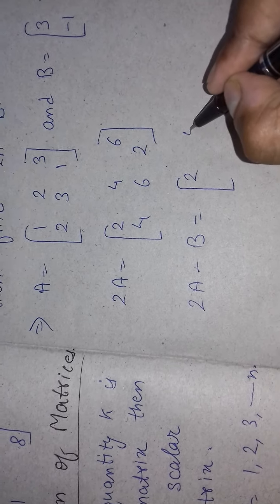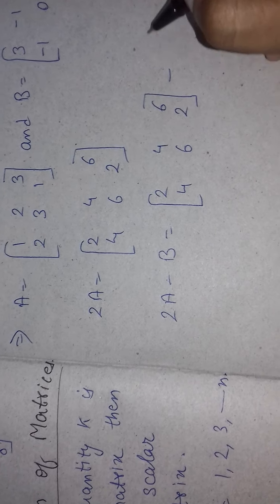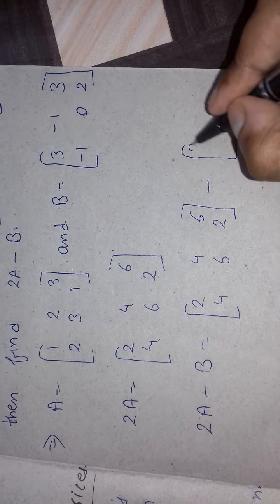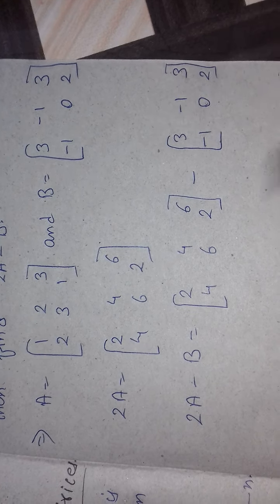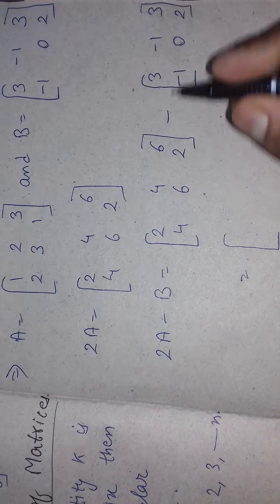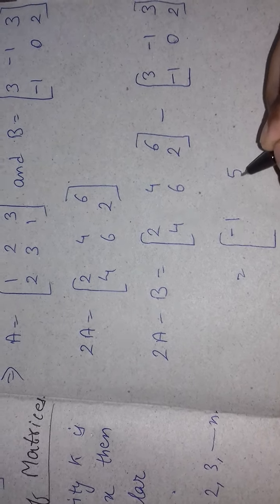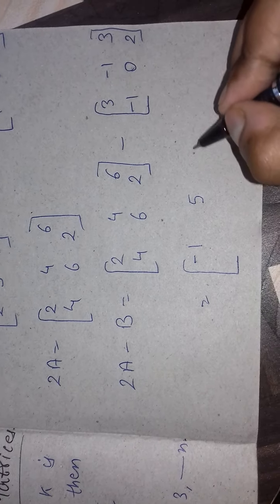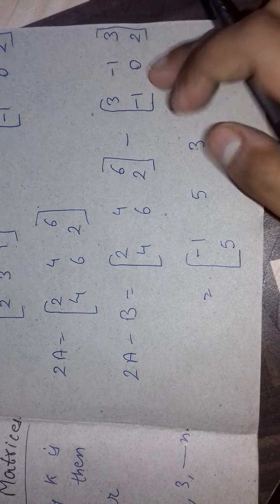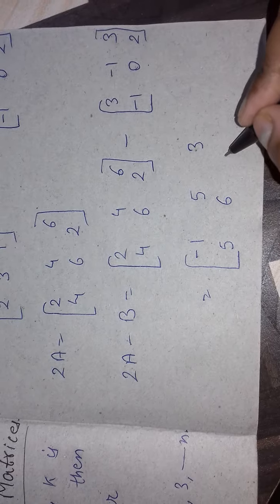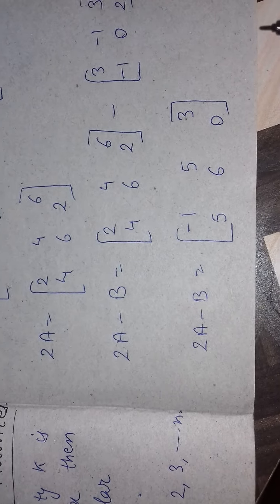So 2A is 2, 4, 6, 4, 6, 2 minus your B is 3, minus 1, 3, minus 1, 0, 2. Now it will become 2 minus 3, minus 1, 4 minus minus 1 is plus 1, it will become 5, 6 minus 3 is your 3, 4 minus minus 1 is 5, 6 minus 0 is 6, 2 minus 2, it will be 0. Now this is your 2A minus B.